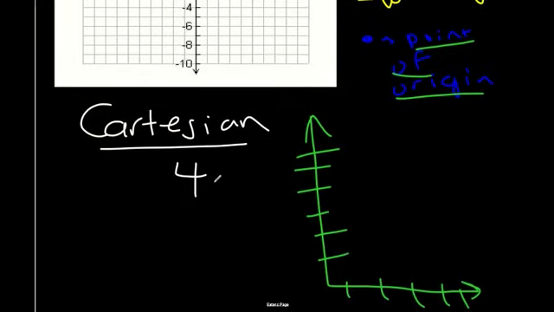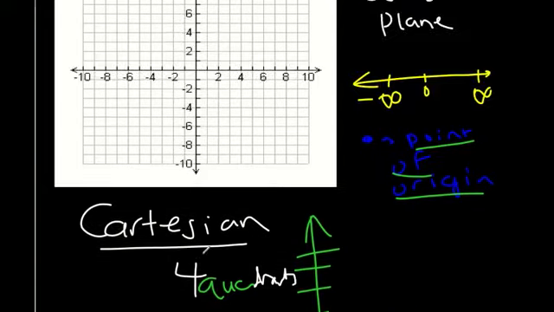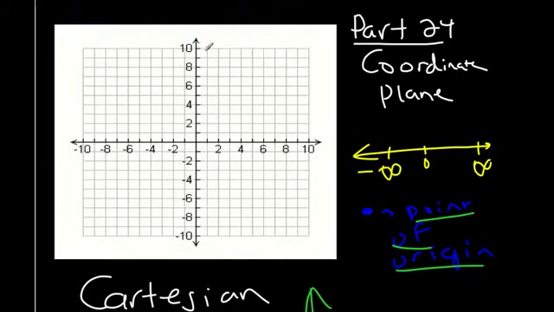So the Cartesian plane has 4 quadrants. Actually, I'll do this in white. Quadrants. And it has 2 axes. Now, axis. What is an axis? An axis is the name that we gave these lines right here. These lines that go forever are an axis. They're central. They're axes.